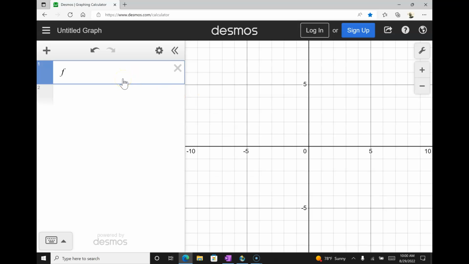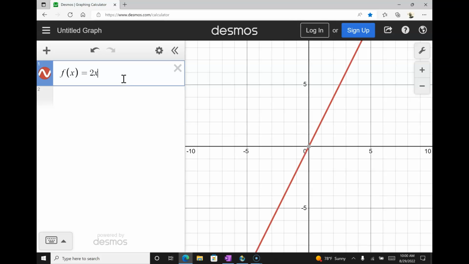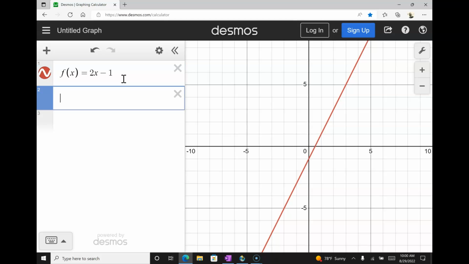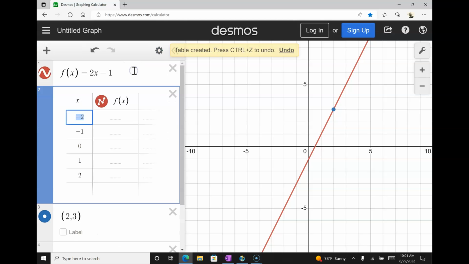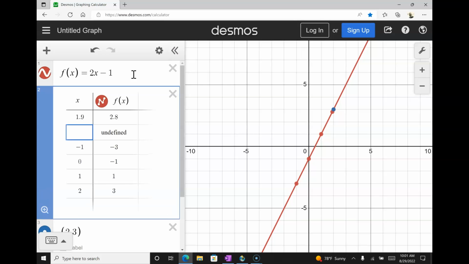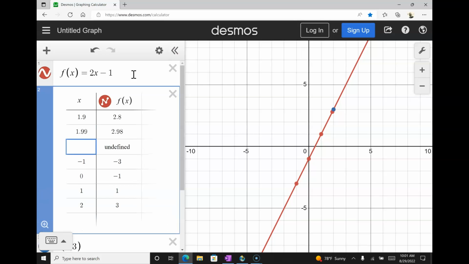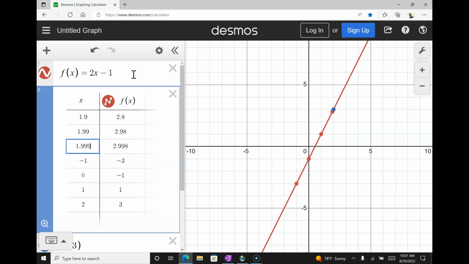So I've got f of x equals 2x minus 1. Obviously, I can plot that point, 2, 3. But I can take this function and turn it into a table, and then just start typing my money. 1.9 is really close to 2. 1.99 is even closer. 1.999, you can see where it's going.